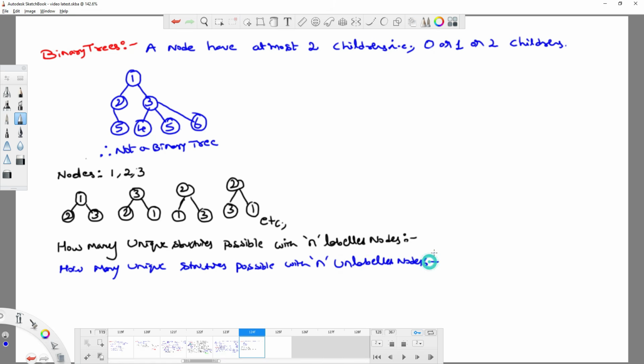N unlabeled nodes means what? They haven't given any names, right? For example, if they are saying that there are 3 nodes, how many structures are possible? Can I say this structure is possible? Yes or no? Yes. All are aligned towards the left side. Can I say this structure is possible? Okay. Any other structures possible? Try to define any structure.